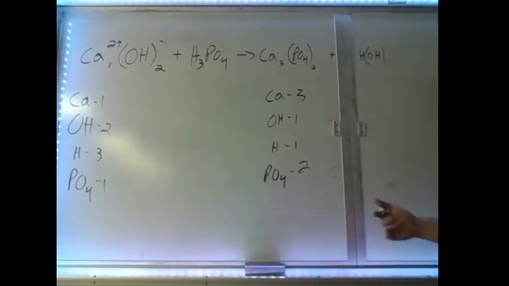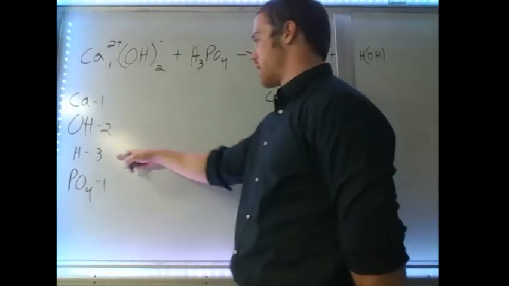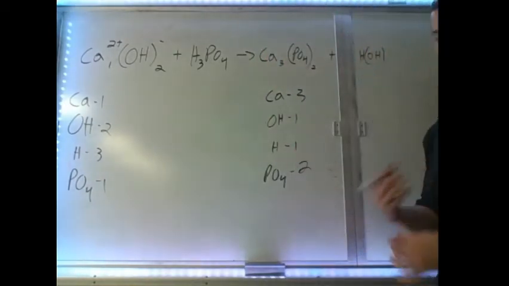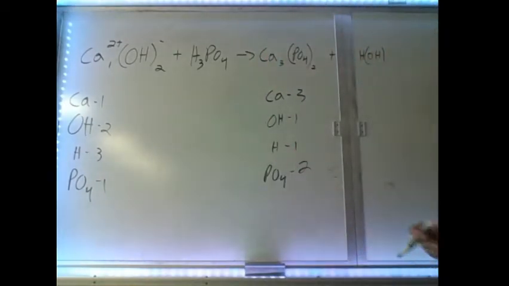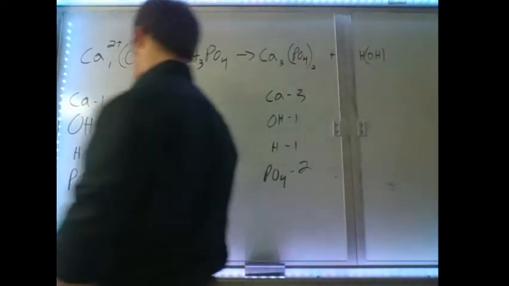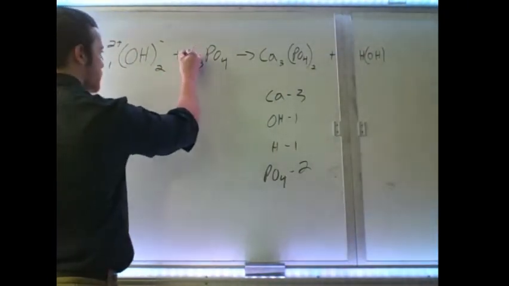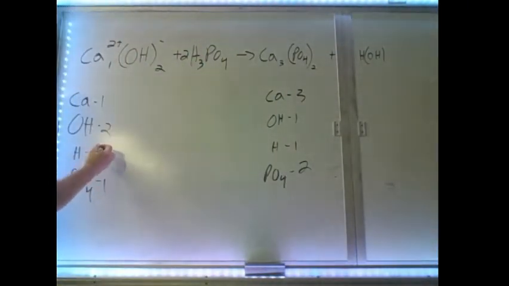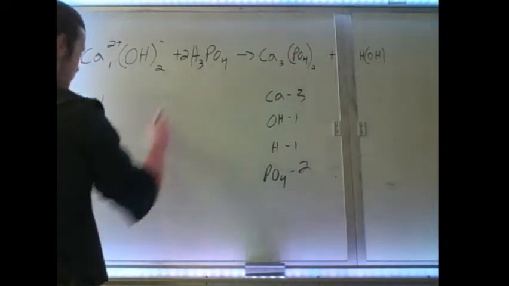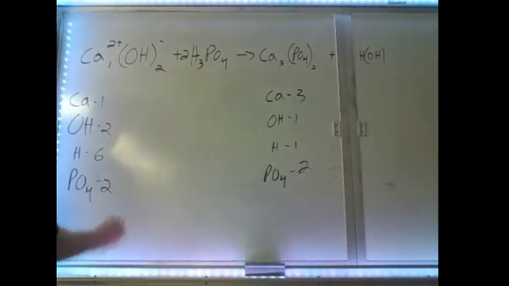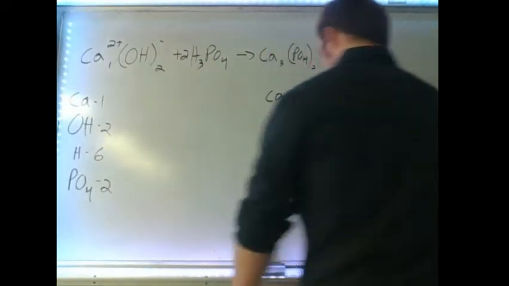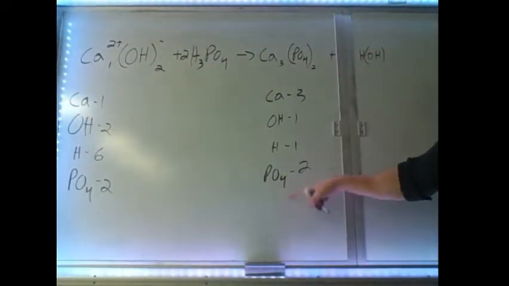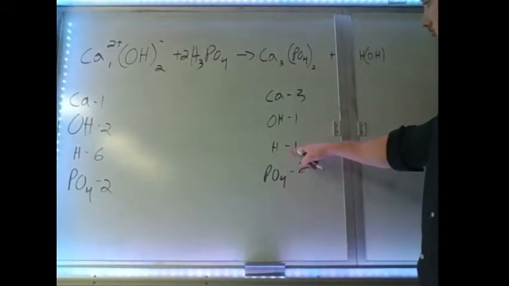So looking at these, the biggest problem I see is between the hydrogens. So the hydrogens, I have 3 and 1. What I like to do when I have an odd number is try to make them even. The easiest way to do that is to multiply this by 2. So now I'm going to end up with 6 hydrogens, and I'm going to end up with 2 phosphates. Well, the nice part about that is it balances out my phosphates here, but I need to start multiplying more hydrogens.